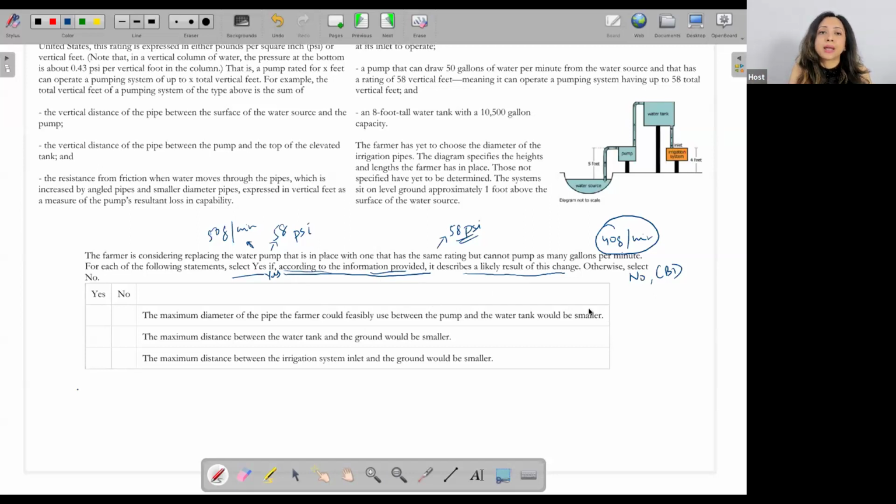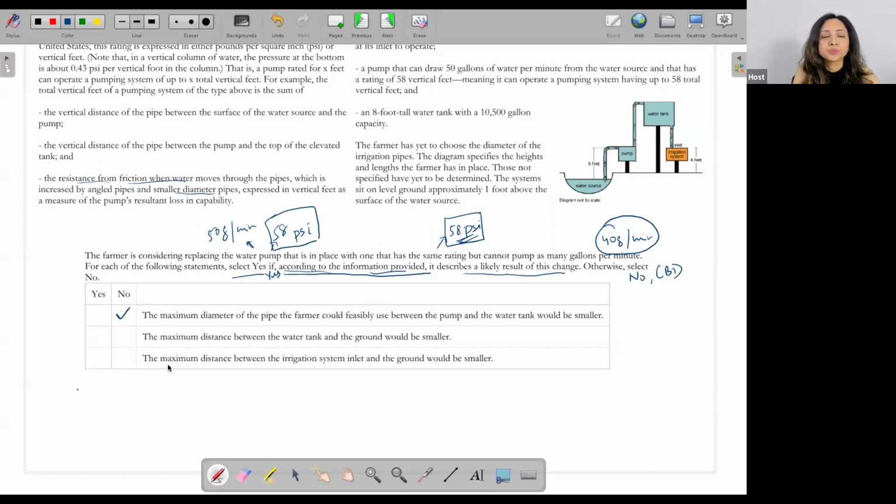I know that they did talk about the diameter of the pipe, etc., but that was when they were calculating the resistance from friction, which is relevant in this particular quantity, the 58 psi quantity. This has remained the same. It is still 58 psi only. So how the diameter of the pipe is related to the amount of water, I don't know. I've not been given that. So here I'm just going to select no.